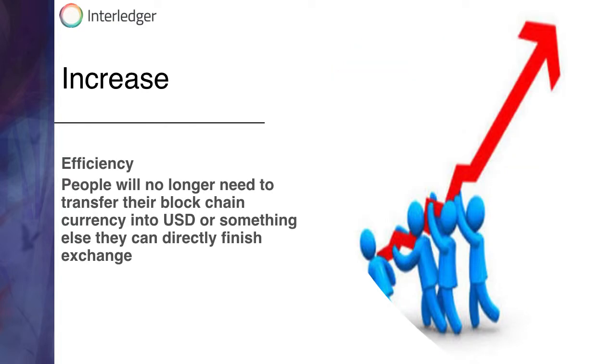Increasing efficiency. As I said, seven minutes to 45 minutes is how it used to be, and right now it's just seconds. People will no longer need to transfer their blockchain currency into USD to go to a centralized exchange instead of a decentralized one; they can directly finish the exchange.